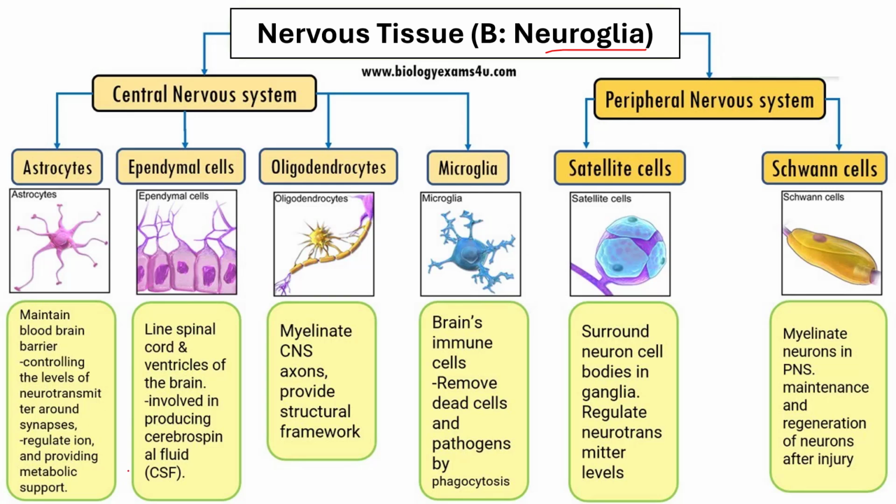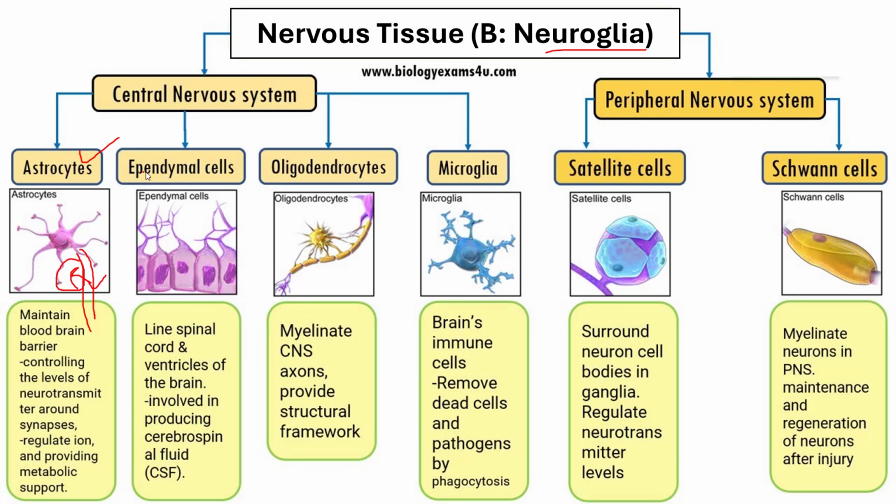For example, astrocytes create a blood-brain barrier between the central nervous system and the circulating blood, so that the stuff that is in the blood, for example microorganisms, pathogens, or some metabolites that you don't want to pass into the central nervous system, is kept out. That barrier is created by astrocytes.